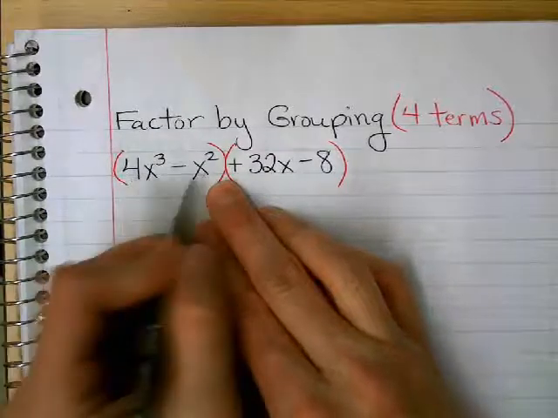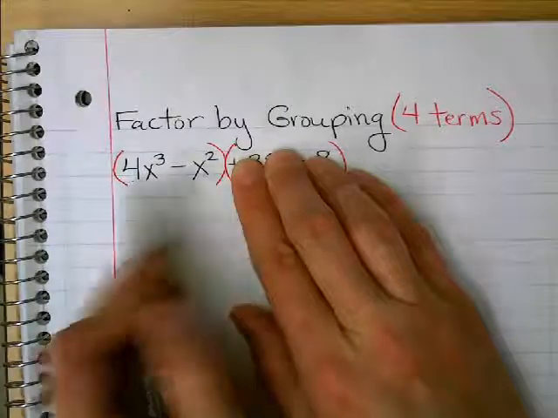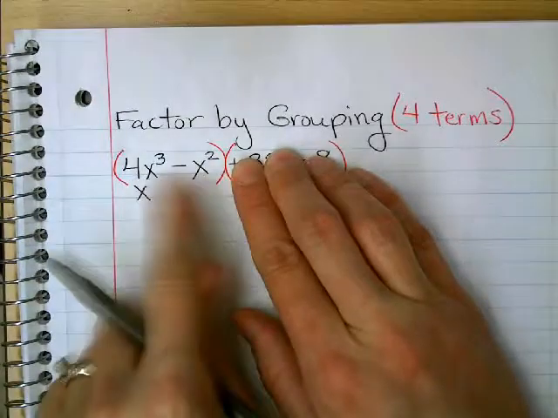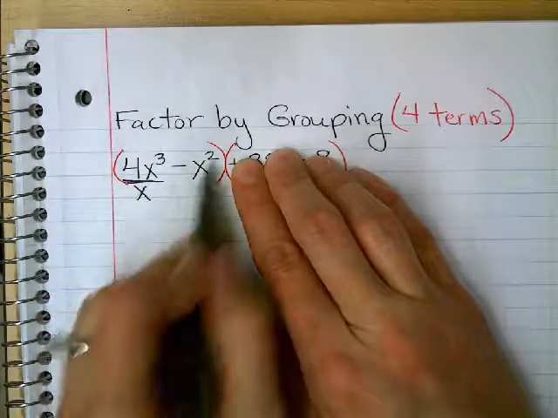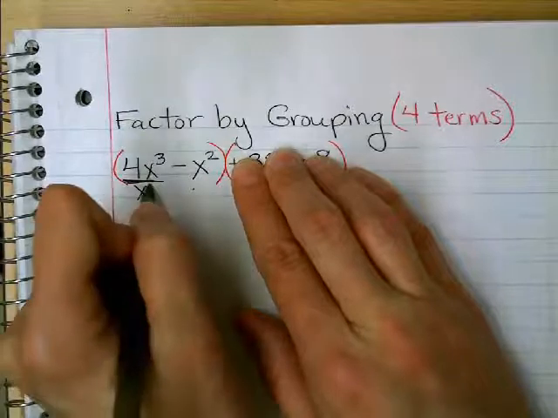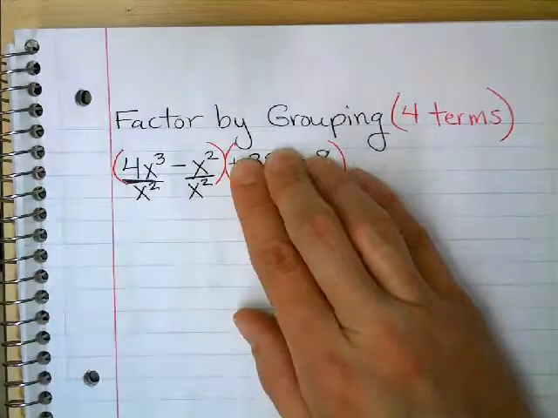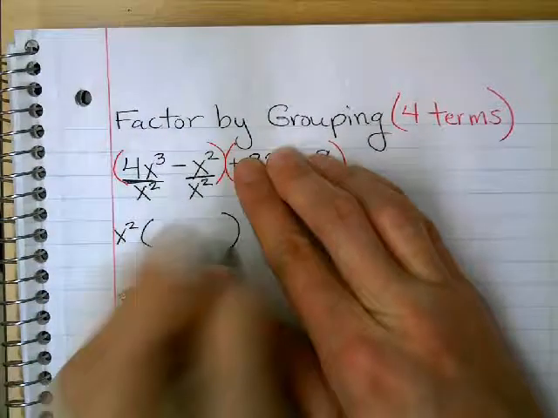Yeah, they both have x's. Okay, even though there's not numbers that they have in common, there's letters they have in common. So it's x. How many x's do they have in common? Like, how many x's could I divide out of each one? Yeah, the most is 2. You could take 2x squared out of each one. So you take out x squared.